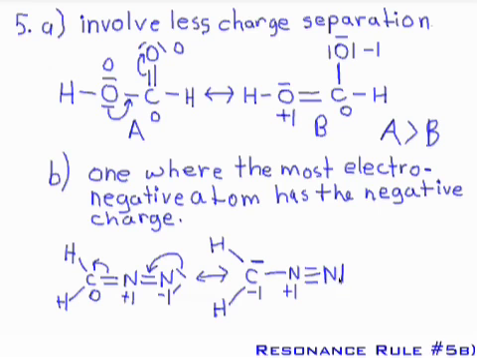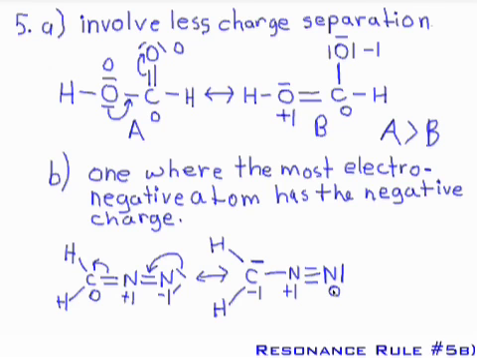Nitrogen has 5 electrons, minus 2, 3, 4, 5. This one is 0. So rule number 4 could not be used because all of the atoms of both structures have 8 electrons. Now let's try rule 5a. Rule 5a says the one that involves less charge separation. Well, what's the charge separation? You have a plus and a minus 1 beside each other. But you have that in both structures. So 5a doesn't help you.